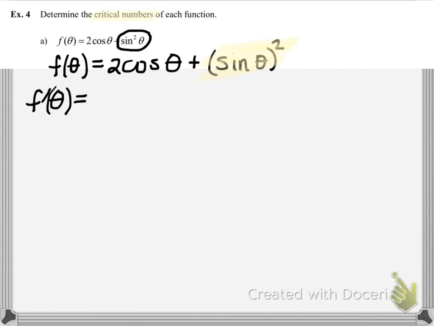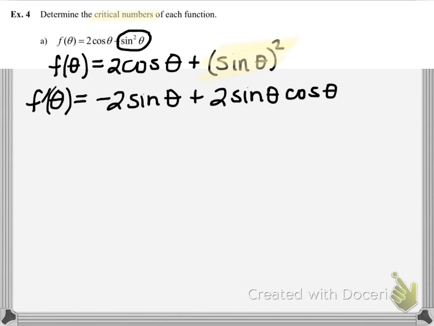So f prime of theta, the derivative of 2 cosine theta will be negative 2 sine theta. And then the second portion here, since we have to use the chain rule, the derivative of sine theta squared will be 2 sine theta. And then we have to chain on with multiplication the derivative of sine theta, which will give us cosine theta.